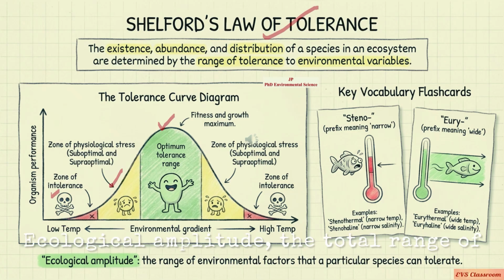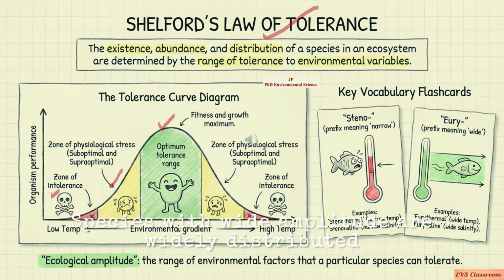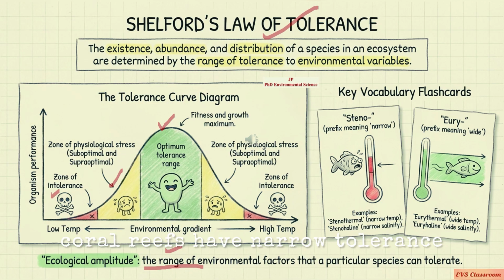Ecological amplitude is the total range of tolerance of a species. Species with wide amplitude are widely distributed. For example, humans have wide tolerance, coral reefs have narrow tolerance.